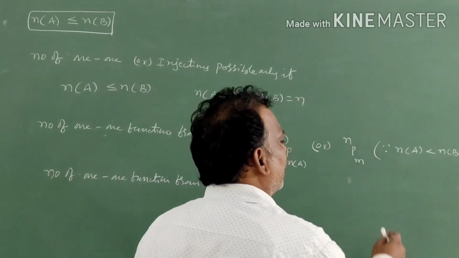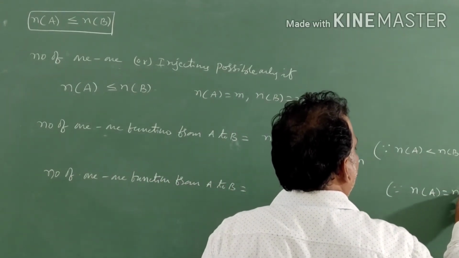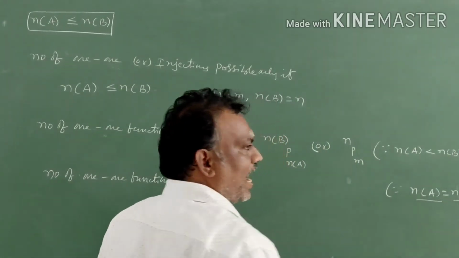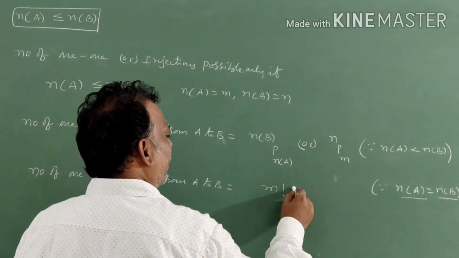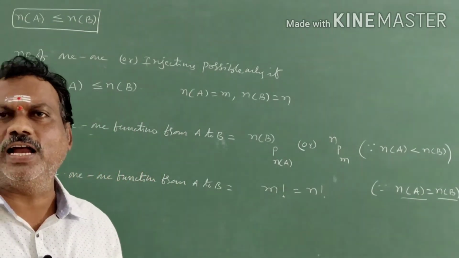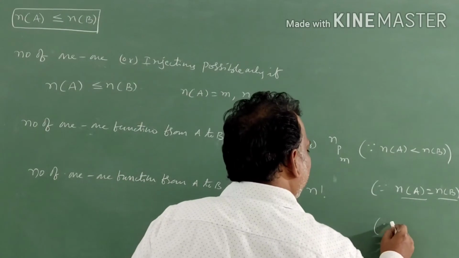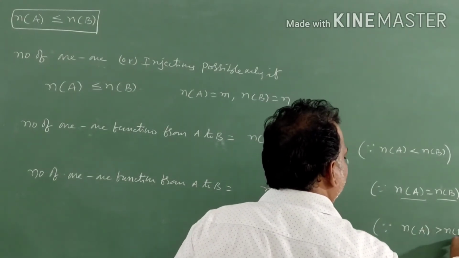Suppose n(A) and n(B) are equal. In that case, equal means they must be either m or n. So if it is m, the answer is m factorial, or if it is n, n factorial. That is the answer. Clear, students? Suppose n(A) is more than n(B), what happens?